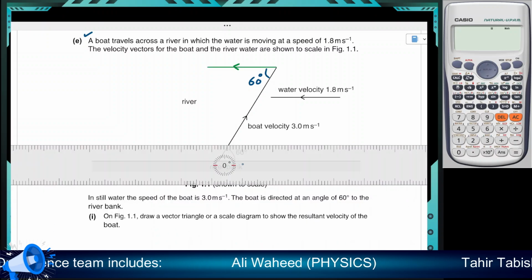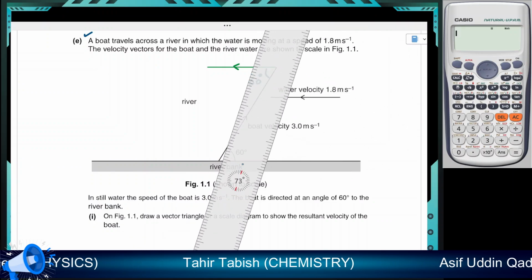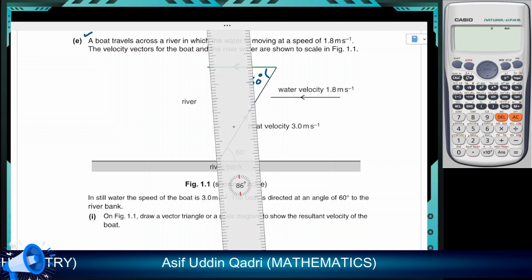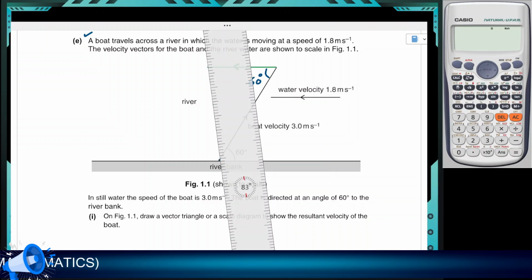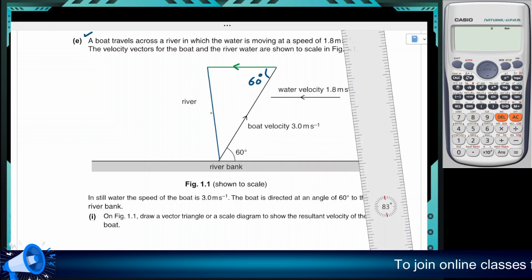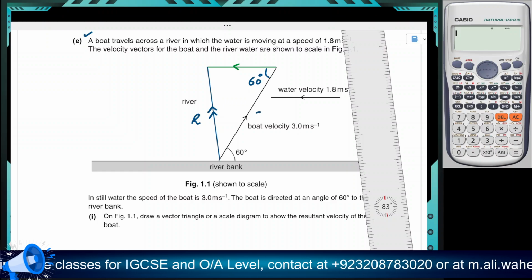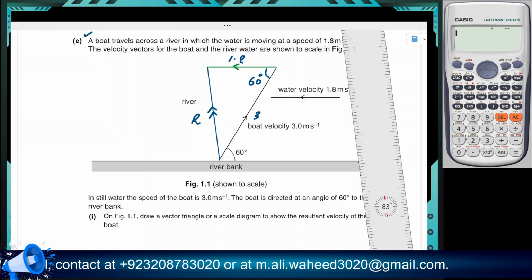Now, in order to draw the resultant vector, I need to join the start point to the end point. So something like this, from start towards the end point. This is the resultant vector. You can label it as R if you want. Now the magnitude of this one was 3.0 meters per second. This one is 1.8 meters per second.